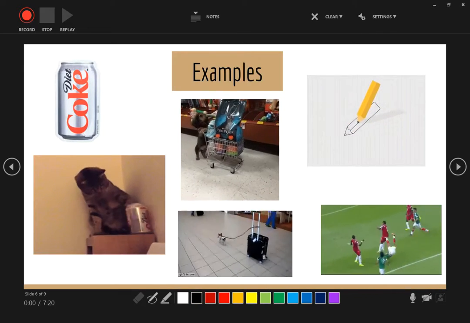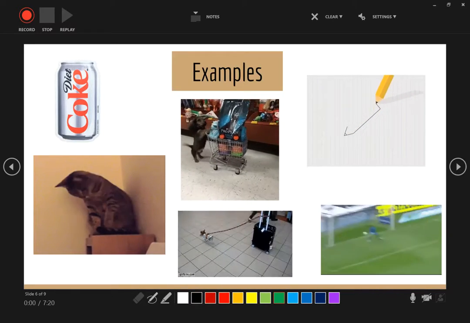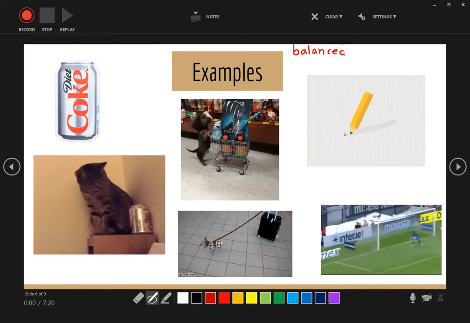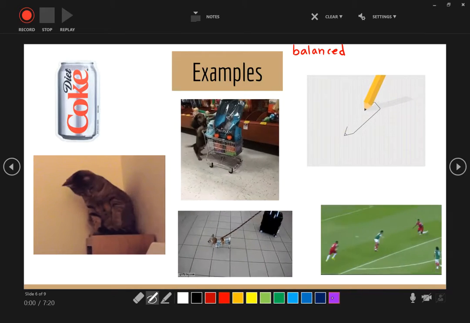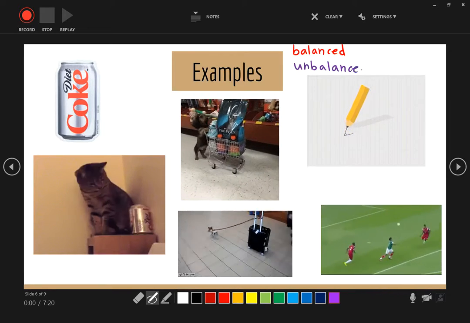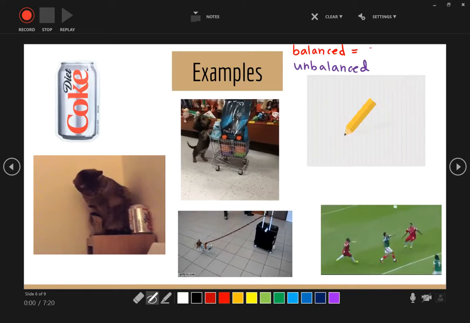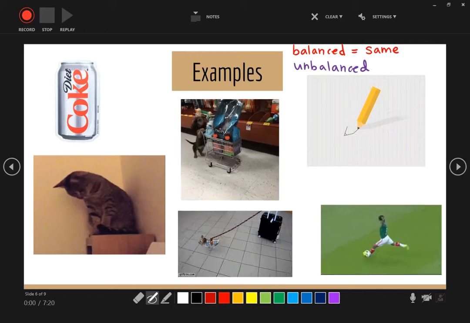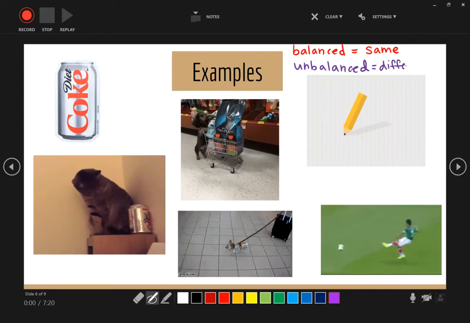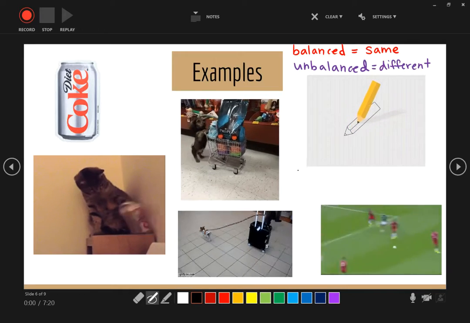All right, so we're going to remember that we have two types of balanced versus unbalanced. So, if our forces are balanced, are our arrows the same or are they different? They are the same. If our forces are unbalanced, are they the same or are they different? They are different.